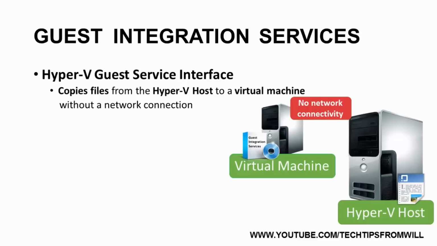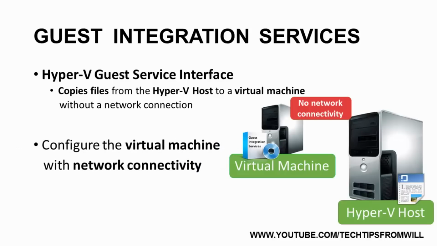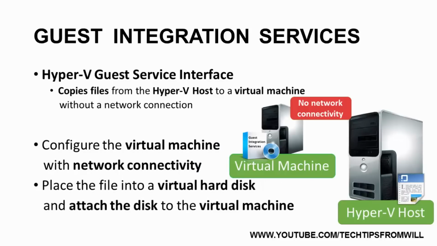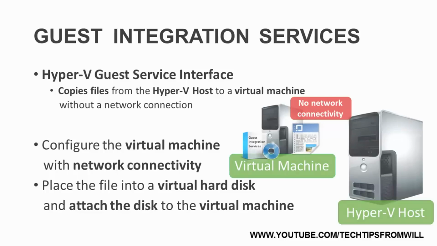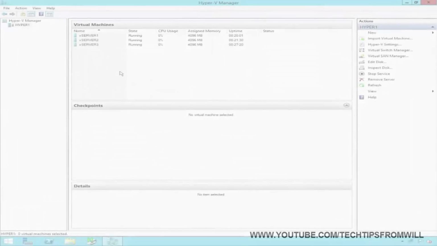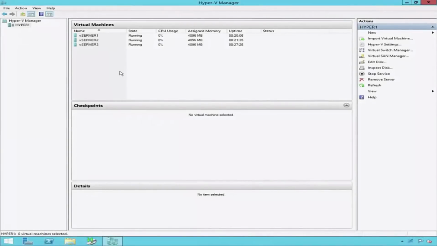In earlier releases of Hyper-V, you would either have to configure the virtual machine with network connectivity, or move the file into a virtual hard disk and then attach this virtual disk to the guest system. Although these methods do work, they do require more administrative overhead. With the Hyper-V Guest Service Interface, you are able to move files seamlessly from the Hyper-V host to the guest system. To demonstrate how this is done, I will change back to my Windows Server 2012 R2 Hyper-V host.